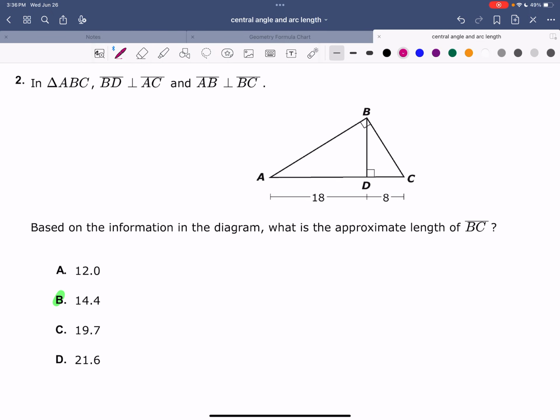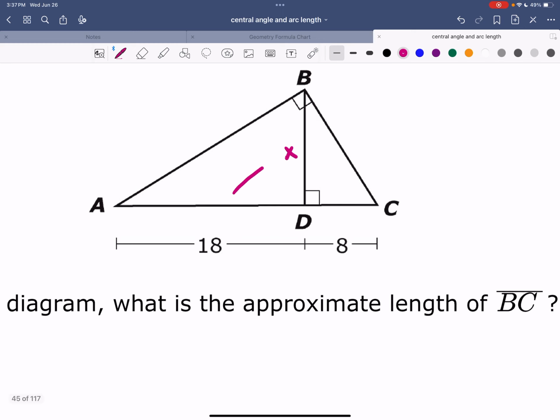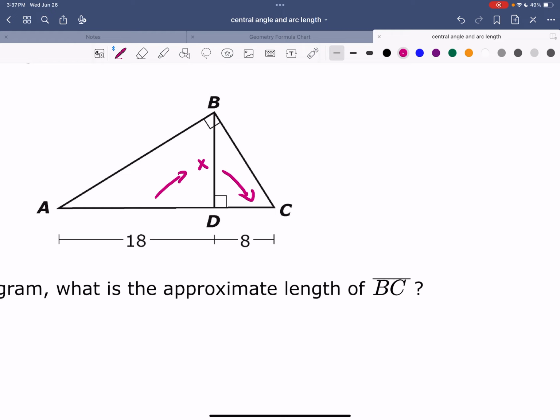Let's do question number 2. You want to find the length of BC. When you have a triangle with 2 points at the end, you can use a very easy formula. Let me call this height x. Do you see this arrow? That's what you're going to do, and you're going to use this one twice all the time. So we start from the 18, so it's going to be 18 over x equals x over 8.